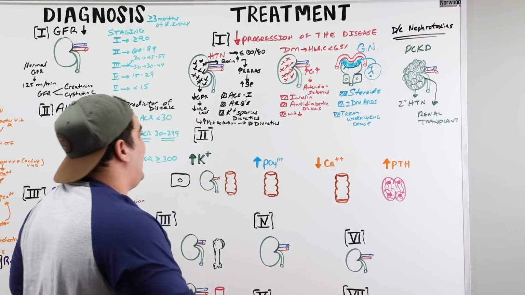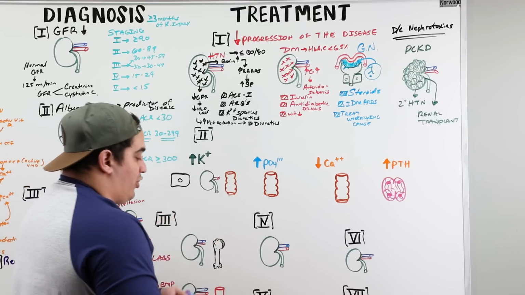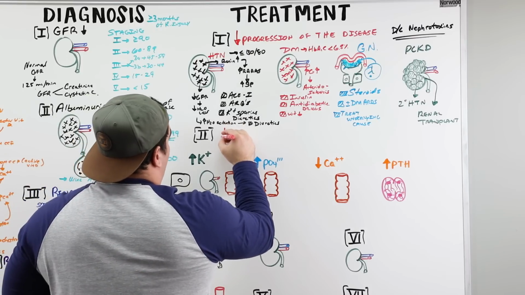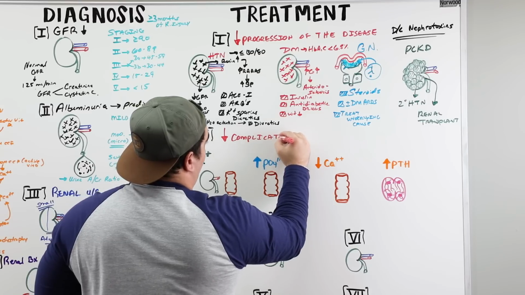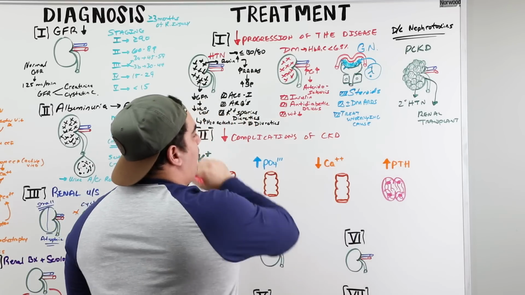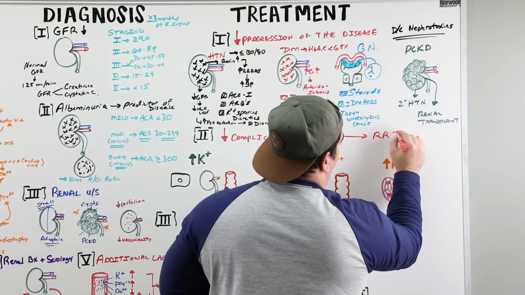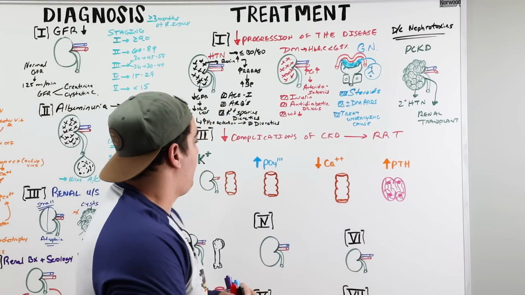Okay, let's manage the complications. This is where a lot of the actual treatment of CKD comes in. So now what we have to do is decrease the complications of CKD, or if all else fails, this may lead to what's called renal replacement therapies, such as dialysis, kidney transplant, things of that nature.